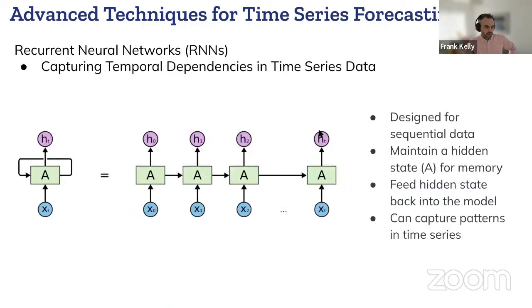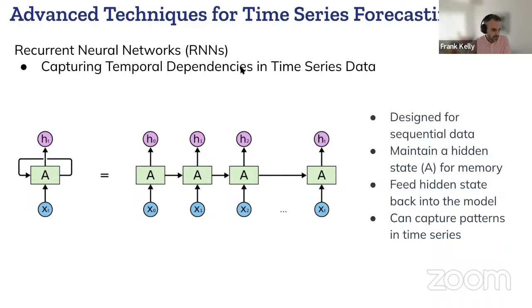Then another advanced technique are recurrent neural networks. These were introduced in the 1980s. They're specifically designed for processing sequential data. And the key aspect of this type of neural network is it has a hidden state. So normal feed-forward networks don't have this hidden state. And it's here on the diagram shown as A. And it acts as a form of memory. So the hidden state allows a recurrent neural network to capture patterns across different time steps in the input data.